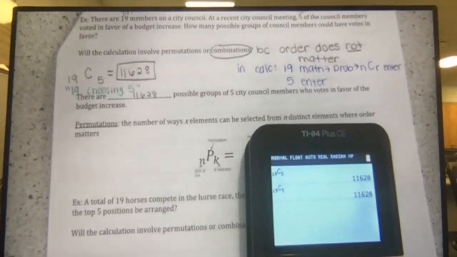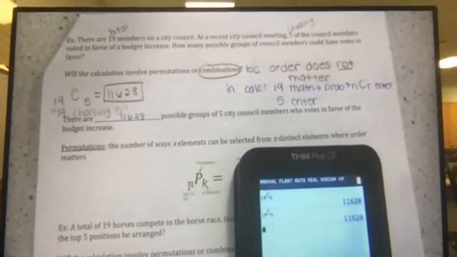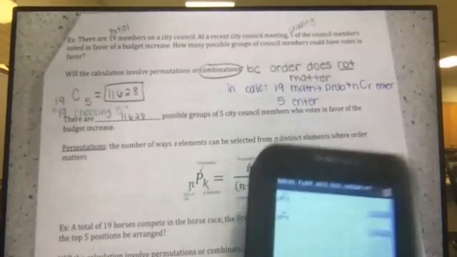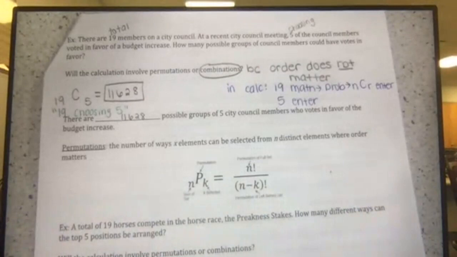Who votes in favor? All right, so order doesn't matter. It's just how many vote, yes or no. Putting it together, it's combination. Questions on that one before we do the last one?